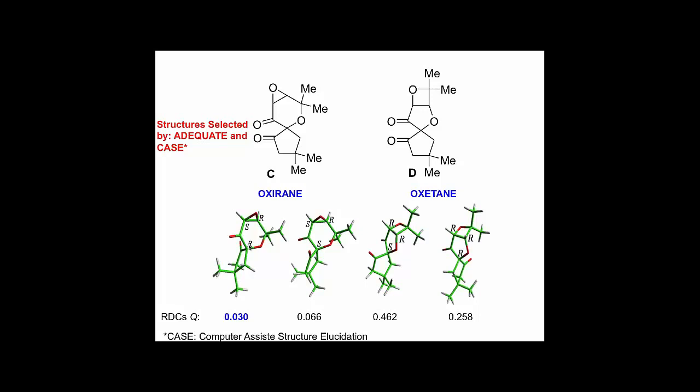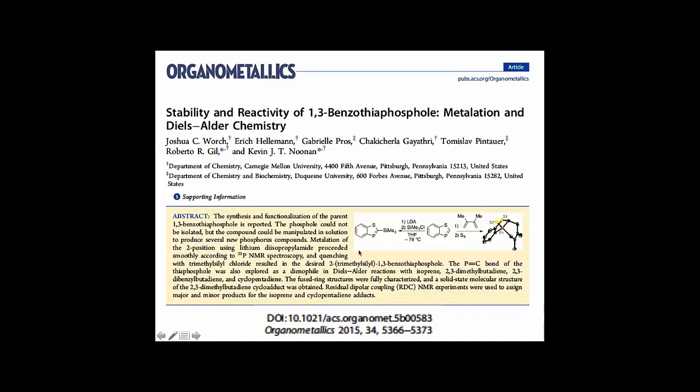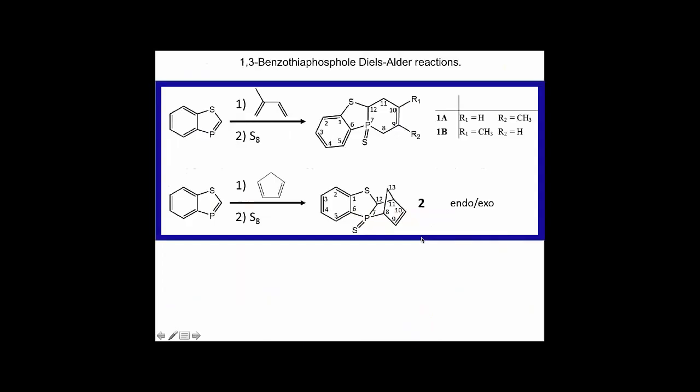And recently, a colleague here in the chemistry department, Professor Noonan, studied this Diels-Alder reaction, and he wanted to know the configuration of his molecules. In this case, the reaction could give the regioisomers, and the endo or the exo. So we did the same.